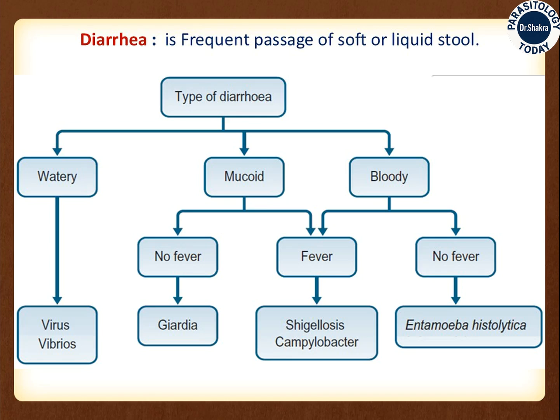Diarrhea is defined as the frequent passage of soft or liquid stool. The image depicts a flowchart categorizing diarrhea based on its type and associated symptoms. Types of diarrhea and causes. 1. Watery diarrhea. Associated causes: virus, vibrios. 2. Mucoid diarrhea. No fever, giardia. Fever, shigellosis, campylobacter. 3. Bloody diarrhea. No fever, Entamoeba histolytica. Fever, shigellosis, campylobacter.